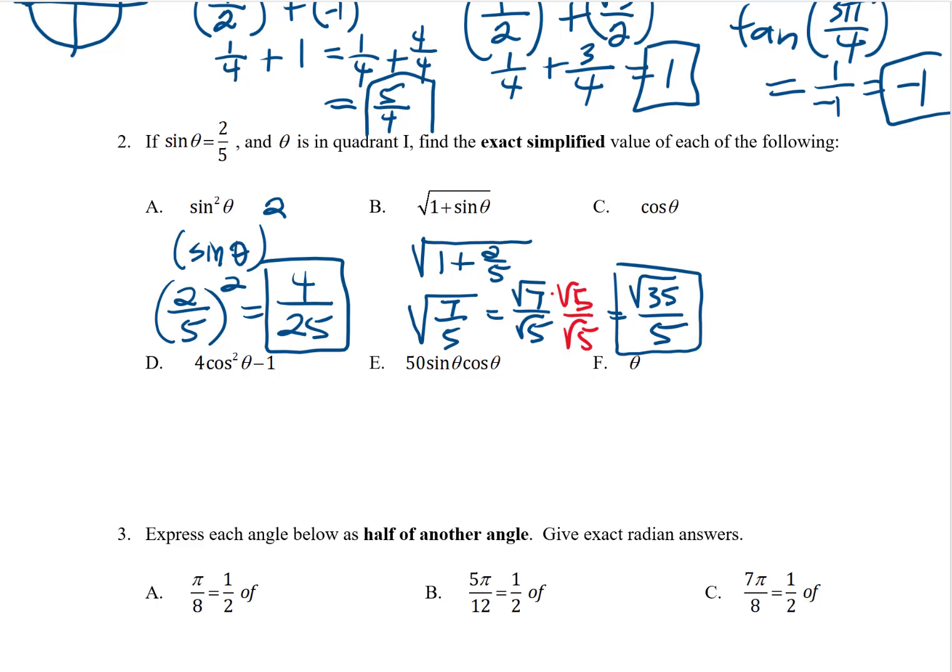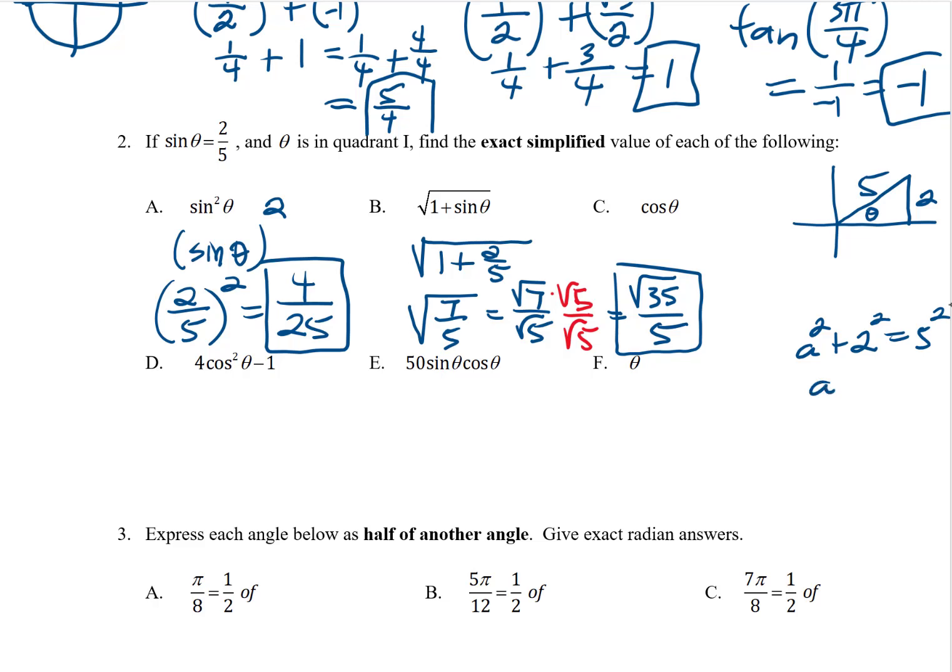How will I get cosine theta in part C? Probably the fastest way is just a quick picture. I know I'm in the first quadrant. I know that the sine ratio for angle theta, here's angle theta, is 2/5, so 2 over 5. To get the cosine ratio for angle theta, I just really need that third side. I can get that third side using the Pythagorean theorem.